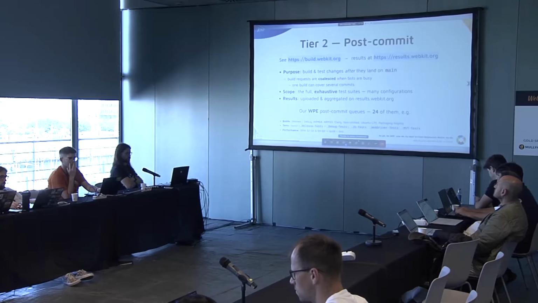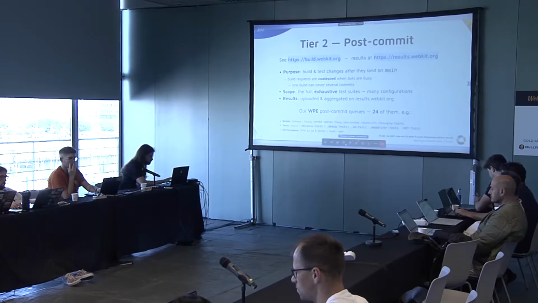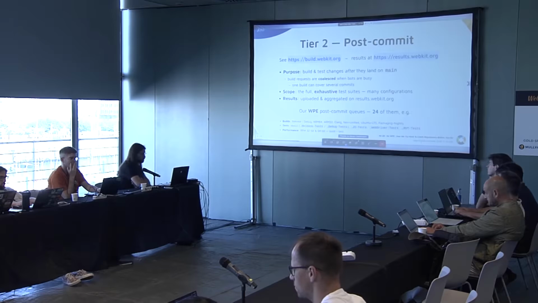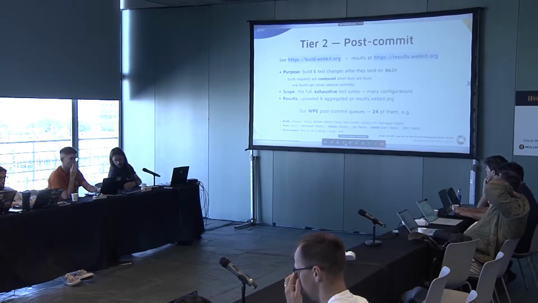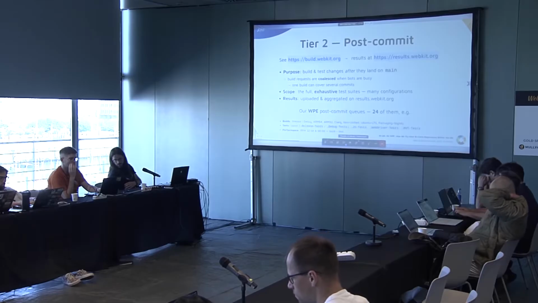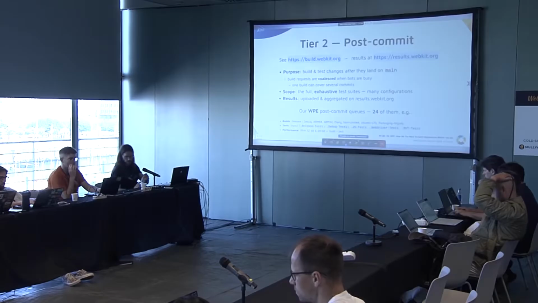If there's a regression on a certain build configuration, you don't need to go through months of work, but maybe 6, 7, 8, 10 commits, and identify the one which caused the regression. Results are uploaded and aggregated on a special dashboard, results.webkit.org. And we currently run in the post-commit setup 24 bots, testing various build, test, and performance configurations. Release, debug, on ARM, 64, 32 bits, Clang, etc.